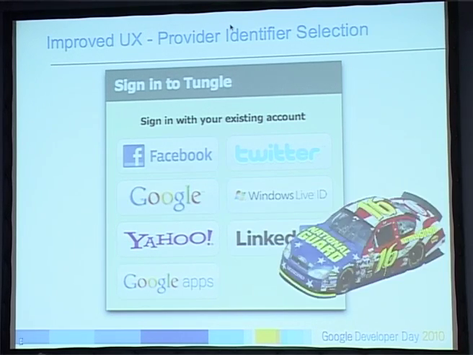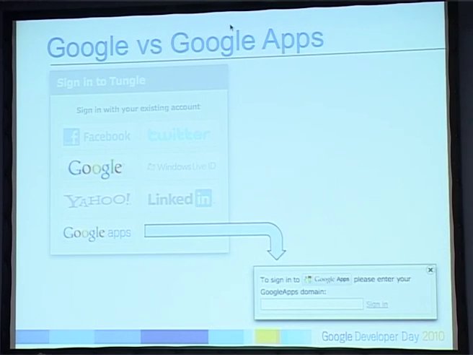This is often referred to as the NASCAR UI because it's just overloaded with logos of different providers, and eventually you just run out of space, and you can't represent every provider here. And you can actually see this with Google Apps, where a lot of applications, and again, Tungle being an example here, when you say log in with Google Apps, you actually get prompted for additional information to help discovery happen. And in this case, it's just asking for your domain.